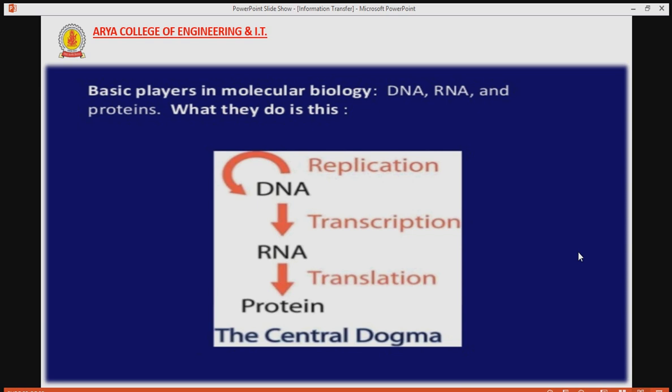So, the basic players in molecular biology are DNA, RNA and protein. What they do together is called the central dogma, meaning starting from DNA replication, then transcription, which is the formation of RNA, and then translation into protein. Together this is known as the central dogma.